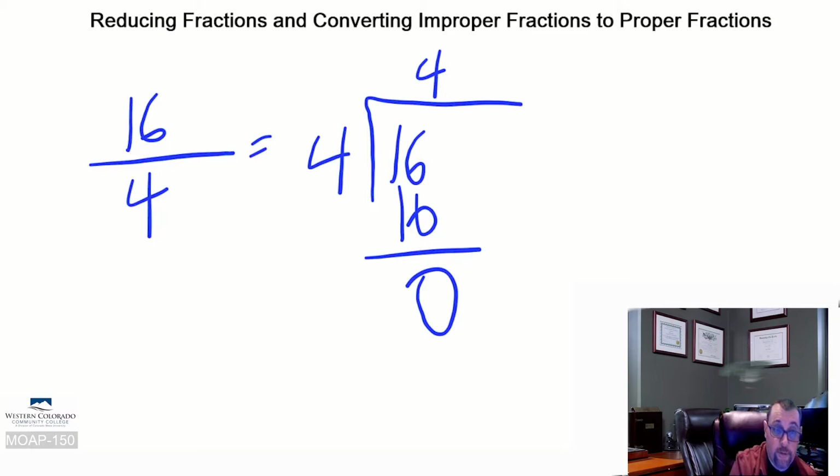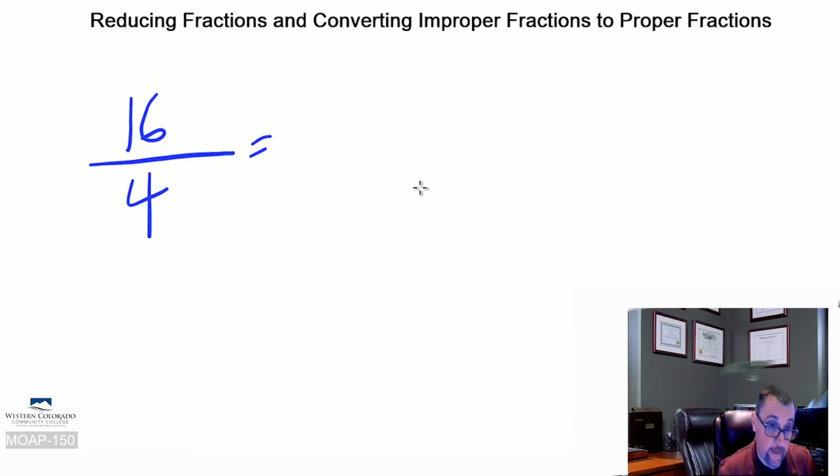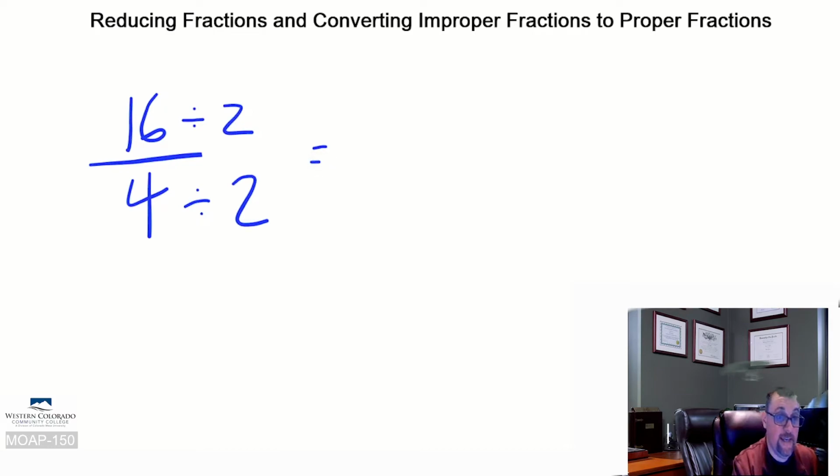So to convert the improper fraction to a proper fraction, what we've essentially done is come up with a straight 4. Now, if we had to, we could have reduced this problem first, and we would have come up with the same answer. So if we had 16 over 4, and we wanted to reduce it, 16 divided by 2 is 8. 4 divided by 2 is 2.